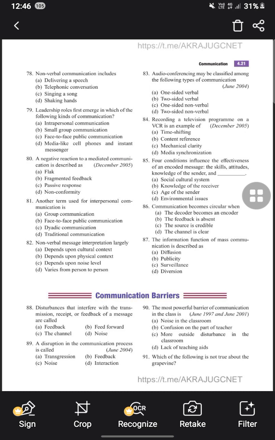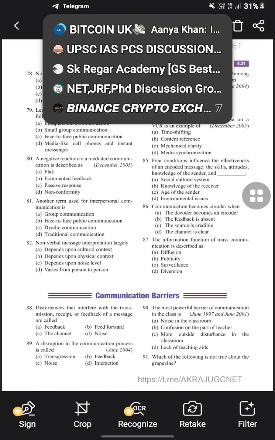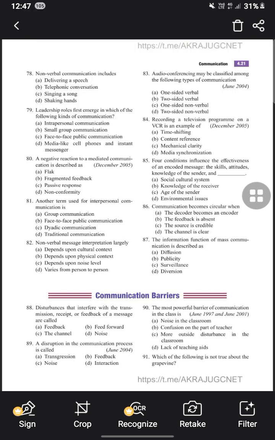A negative reaction to a mediated communication is described as. That is A, flame. Another term used for interpersonal communication is what? 85 is C, dynamic communication. Non-verbal message interpretation depends upon the cultural context. Audio conferencing may be classified among the following types. So 83 is what? That is B, two-sided verbal, okay.